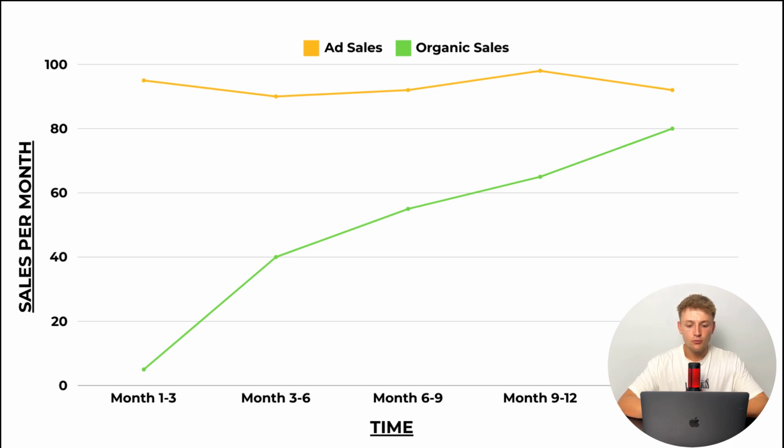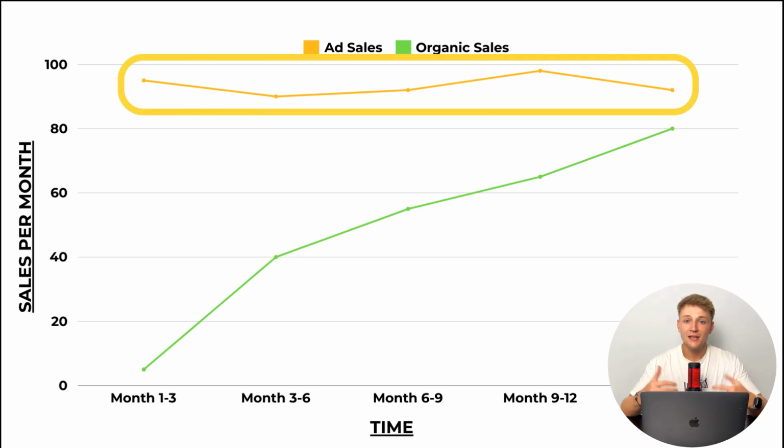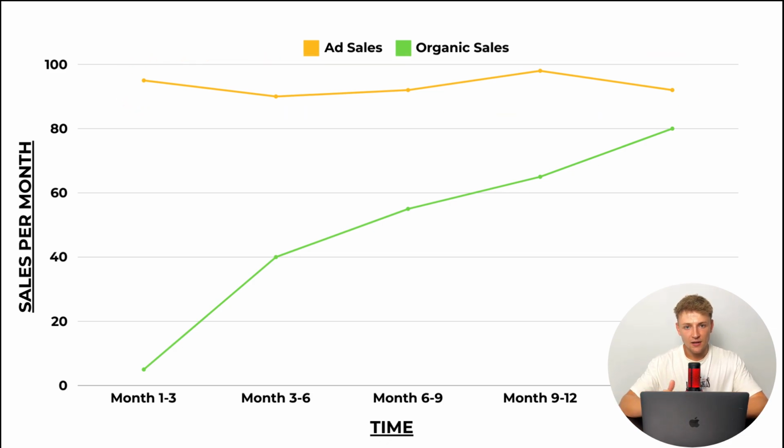That's going to remain pretty consistent throughout the year because you're just going to keep these ads on and your ad sales are going to stay fairly flat. However, your organic sales over time are only going to increase because the more sales you get through ads, the more Amazon recognizes it's a good book. It starts pushing it more and more and more until the point where you're getting loads of organic sales because Amazon knows that this is a product that people want. And like I say, it's going to start pushing it to a lot more customers.